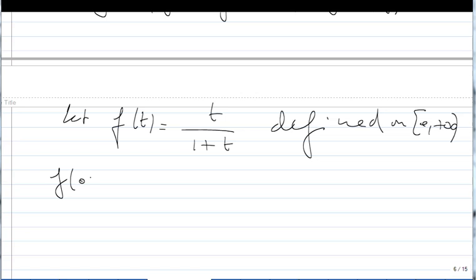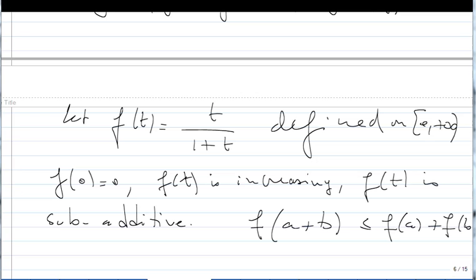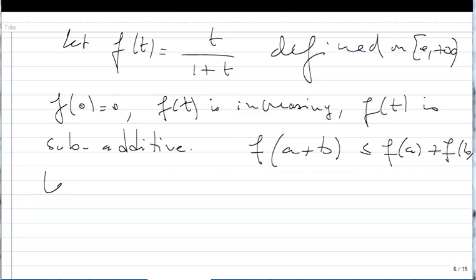We want to show that (a+b)/(1+a+b) is less than a/(1+a) + b/(1+b). For that, this quantity is well defined. It is equal to a/(1+a+b) + b/(1+a+b). And it's obvious and clear that a/(1+a+b) is less than a/(1+a), because we're making the denominator smaller, therefore the fraction becomes bigger, and b/(1+a+b) is less than b/(1+b).